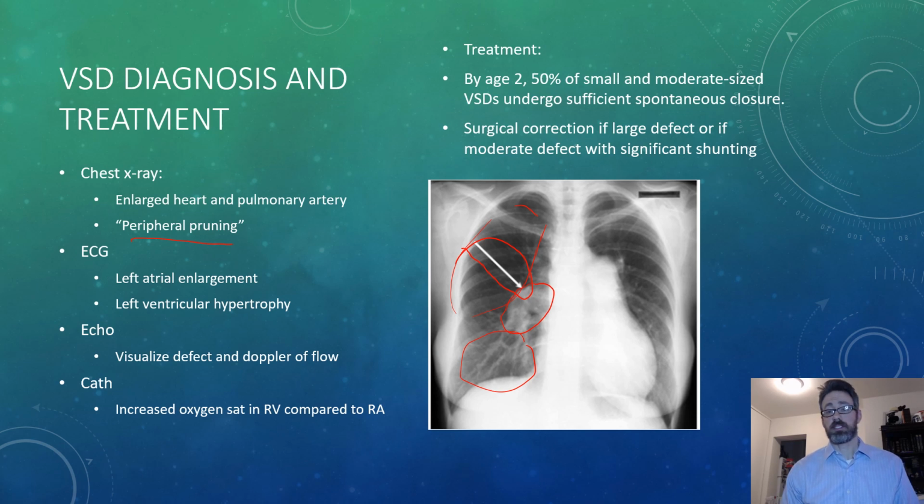In terms of treatment, by the age of 2, 50% of the small and moderate sized defects will usually undergo sufficient spontaneous closure, so there's really nothing to be done except to monitor. Surgical correction if there's a large defect, or if a moderate defect has a significant amount of shunting that we're concerned for the function of the heart.